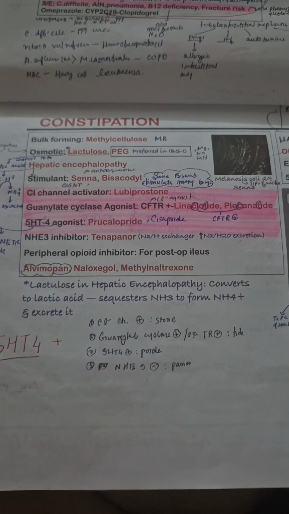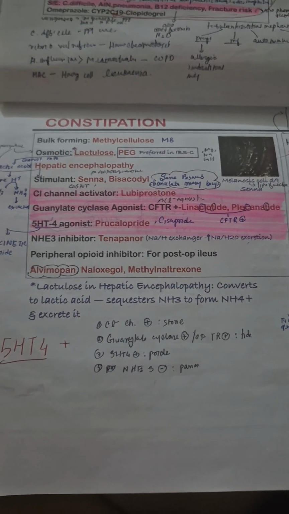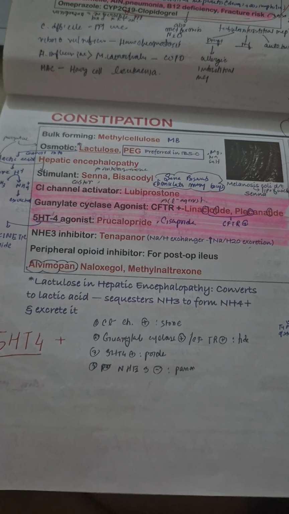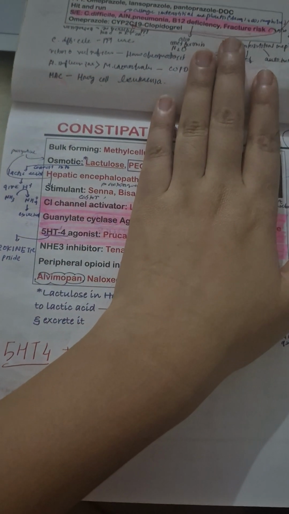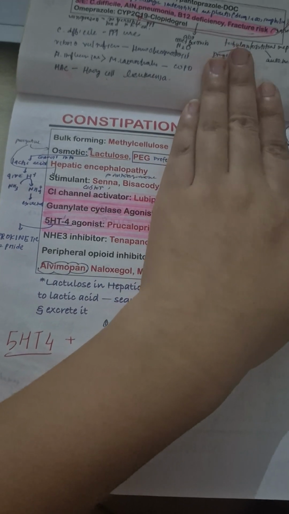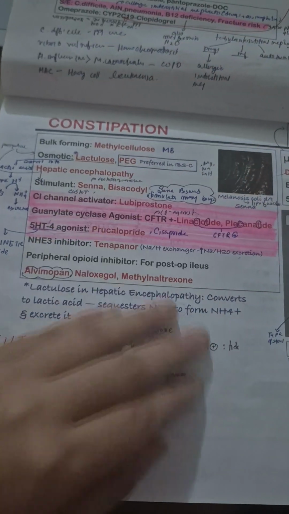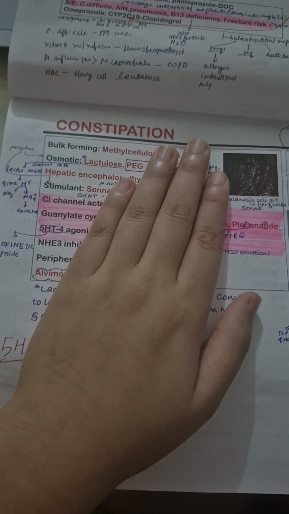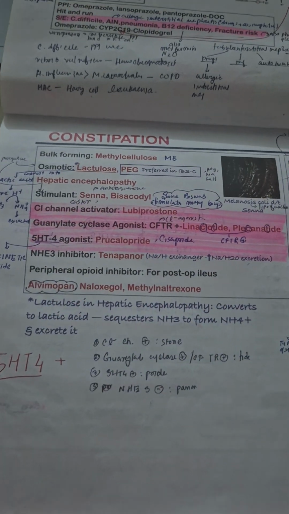And then these are drugs for constipation, and I keep forgetting these drugs. Chloride channel activator is lubiprostone. Guanylate cyclase agonist, CFTR agonist is, I think, linaclotide. Yes, linaclotide, plecanatide. The 5-HT4 agonist is prucalopride, and the NHE3 inhibitor is tenapanor.